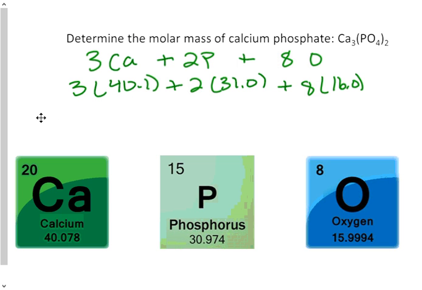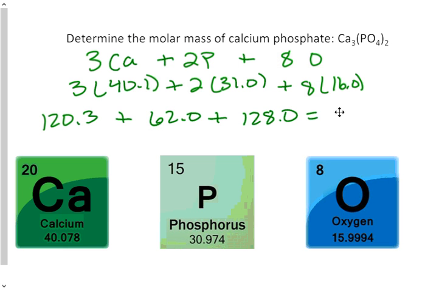Well, 3 times 40.1 is 120.3 plus 2 times 31, which is 62.0, plus 8 times 16, which is 128.0. And we add all that up to get 310.3 grams. And that's the molar mass of calcium phosphate. So that's how you deal with molar masses in compounds. Similar to just atomic mass, but you just have to add them all up in the compound.